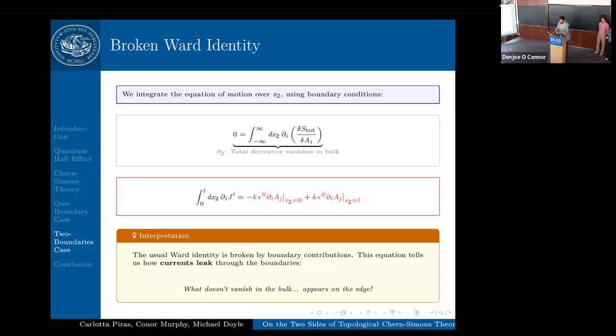So as before, in the one boundary case, we wish to consider the breaking of the Ward identity as an expression of the breaking of the gauge invariance. So we compute this integral here, and we find that the integral of the derivative of the current is not 0 as we expected. It now is equal to two terms, one evaluated on each boundary. So these will determine the boundary physics.